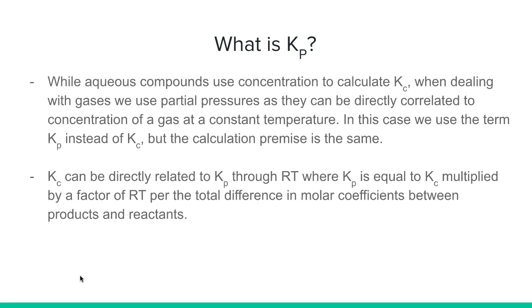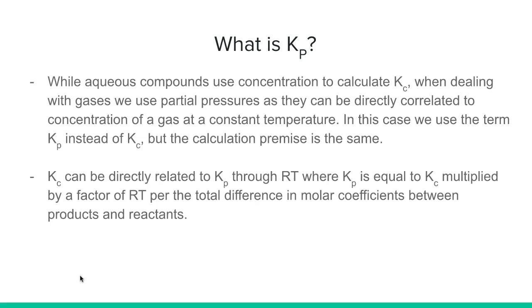Now, we can relate these directly using RT by looking at a factor of RT raised to the total difference in molar coefficients between products and reactants. And I know that's a mouthful. You might be wondering what that means. All that it really means is take all of the stoichiometric moles that you find for the products, and from that, subtract all of the stoichiometric moles that you find for the reactants.